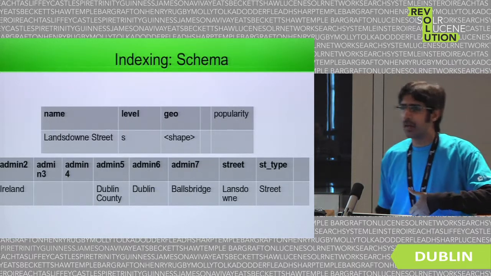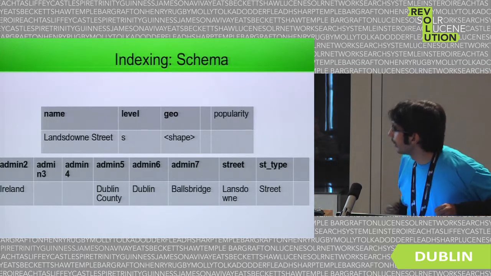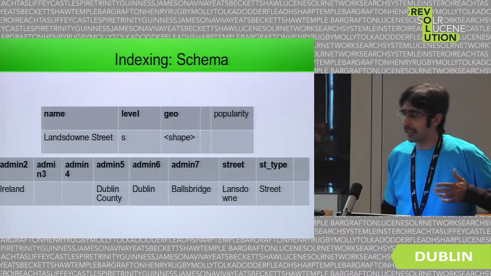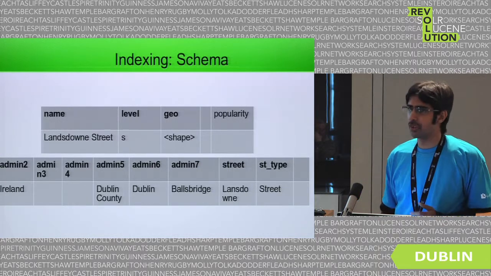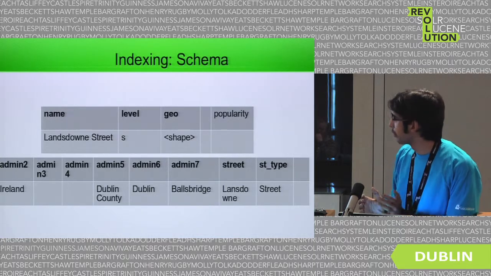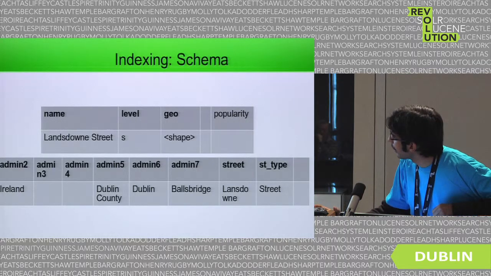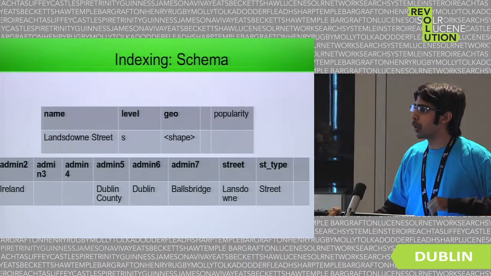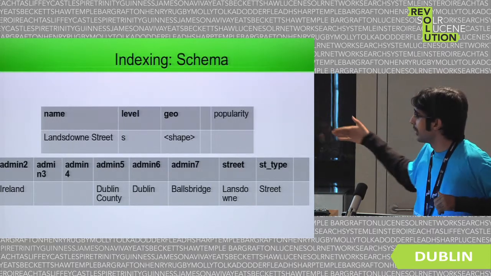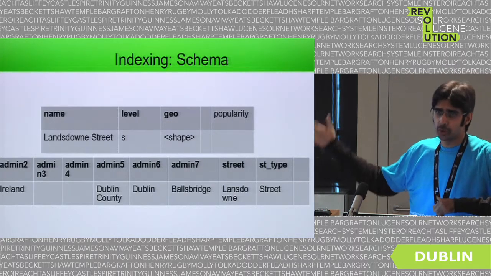For example, in Ireland, this document holds true. Admin 2 is Ireland, admin 5 is Dublin County, admin 6 is the city, the metropolitan area. And Ballsbridge is a suburb or a locality or a neighborhood, as in the US. So the idea of having this indexing schema would be to denormalize each of these documents so that searching can be just a multi-field query into these documents.